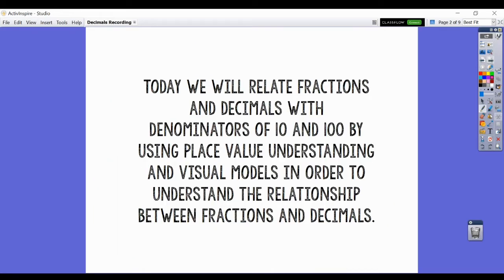Today we will relate fractions and decimals with denominators of 10 and 100 by using place value understanding and visual models in order to understand the relationship between fractions and decimals.